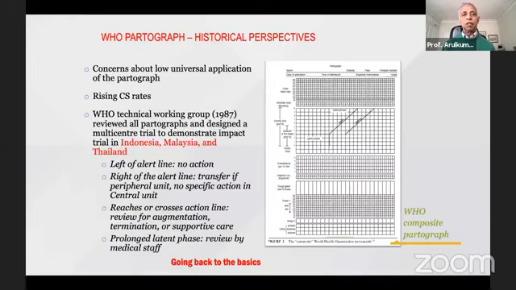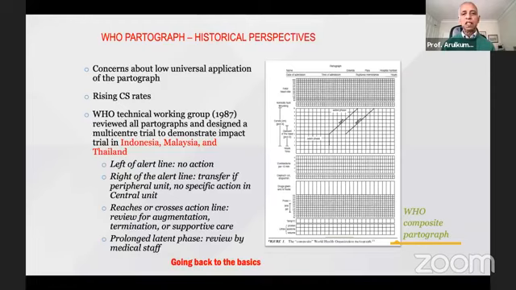So WHO took this on as a challenge because they didn't know which one to recommend, whether Philpott's partograph or the Dublin partograph. So they convened a technical working group in 1987. Not only did they want 4 chapters to be written about the management of labor, but they wanted to do a prospective randomized study. And they selected Indonesia, Malaysia, and Thailand. And this is the WHO partograph.